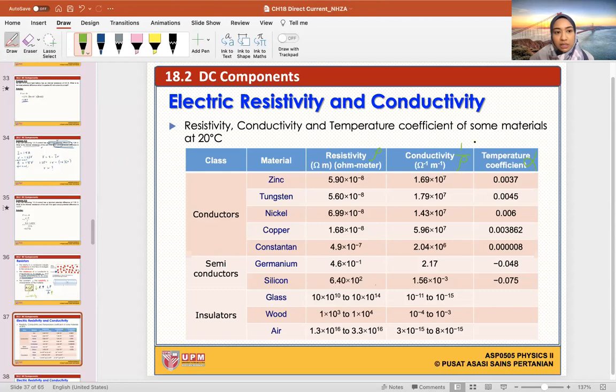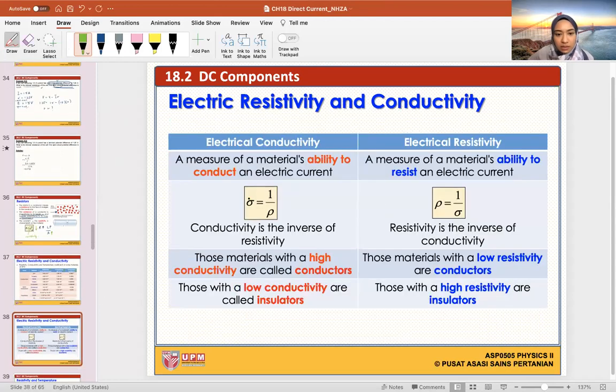So resistivity is rho, and for conductivity we have this symbol. I think it's called sigma. I don't know. So this is the symbol for conductivity, 1 over rho. Rho is 1 over conductivity, it's inverted. Those materials with high conductivity are called conductors. Those materials with low resistivity are called conductors, yes. Those with low conductivity are called insulators, and insulators have high resistivity. So basically 1 over rho is conductivity, and 1 over conductivity is resistivity, or rho.